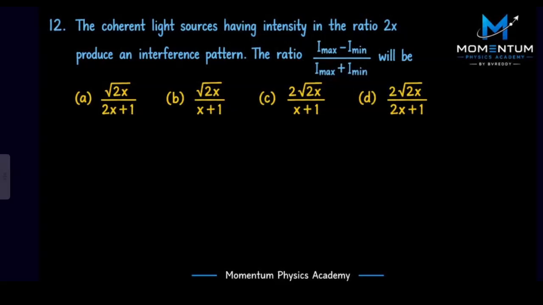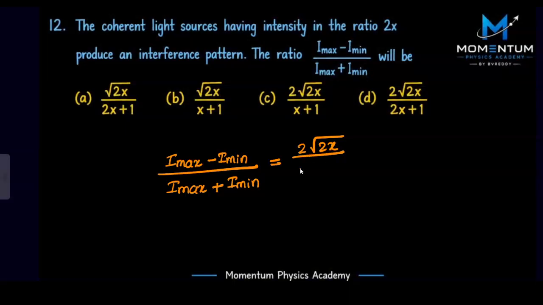Which option? Fourth option, correct. So this we have directly seen till now. This is I max minus I min by I max plus I min, which is equal to 2 root 2x by 2x plus 1. Fourth option.